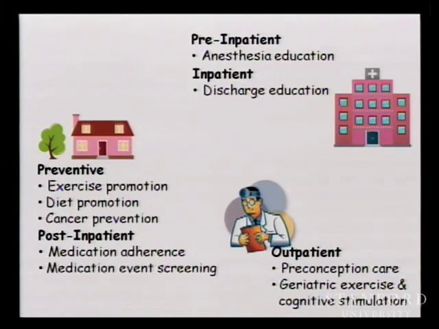And then finally, in the outpatient setting, we've done a couple of systems for geriatrics exercise promotion, and right now we're working on preconception care, which is to address disparities in infant mortality and low birth weight, particularly in young African American women, by getting them as healthy as possible before they get pregnant.